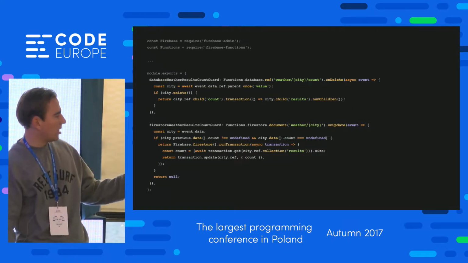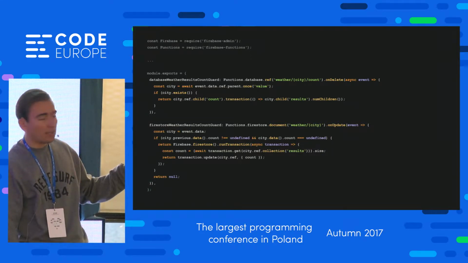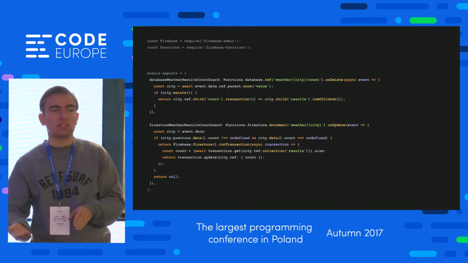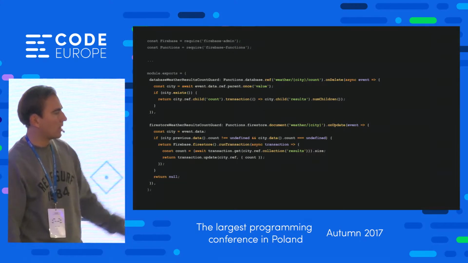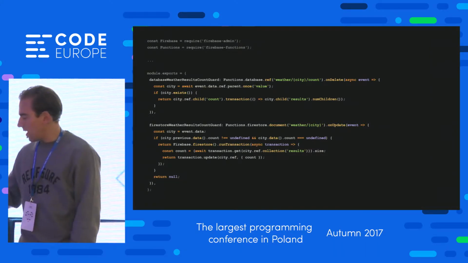So I'm checking previous.data count. If it wasn't undefined, so it means it existed before and now it doesn't exist, which means someone just deleted the count attribute from that object. And now I'm reinstantiating it back. I'm putting back the number based on the number of results, and that's it.